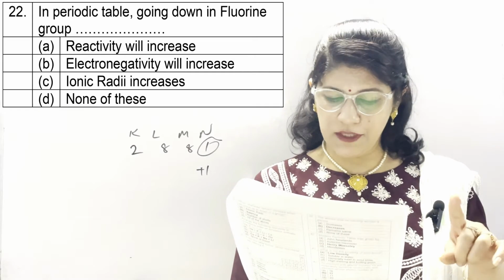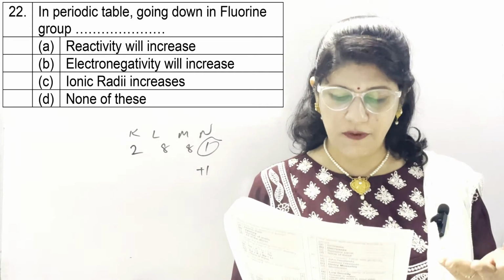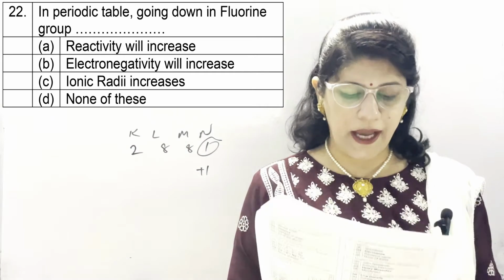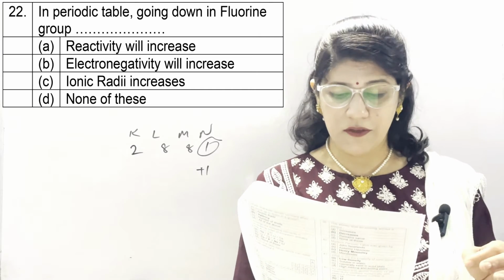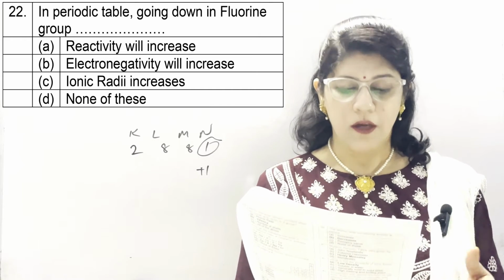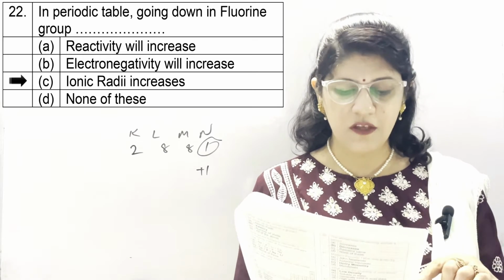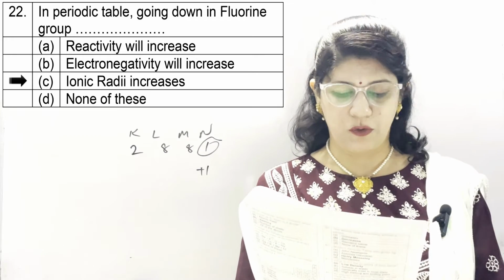Option A is reactivity will increase, B is electronegativity will increase, C is ionic radii increases, and D is none of these. So we know that size increases due to increase in number of shells. So ionic radii increases when we go down in the halogen group.